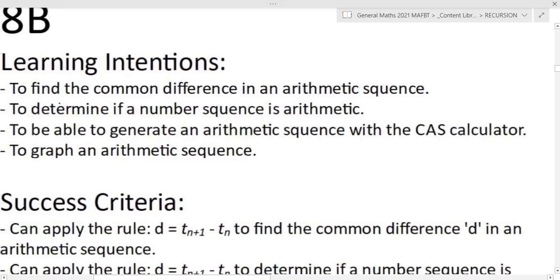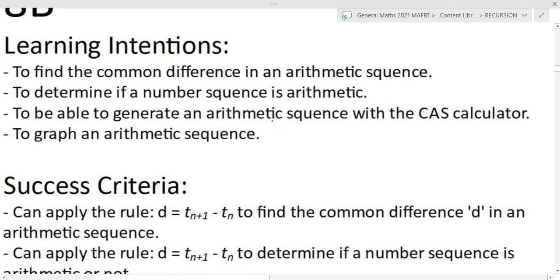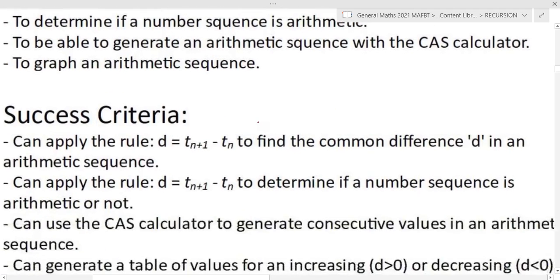And then we're going to be able to hopefully generate an arithmetic sequence using your calculators. So I hope you brought them today. And graph them as well. Okay, so all of this can be graphed. So a lot of the questions will involve graphing for this one.